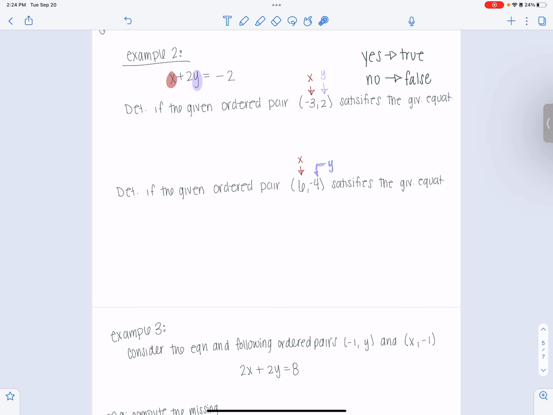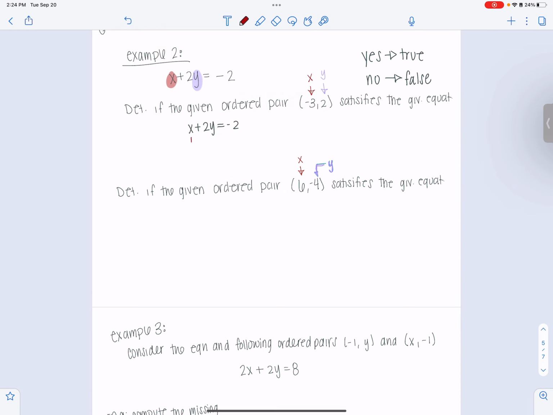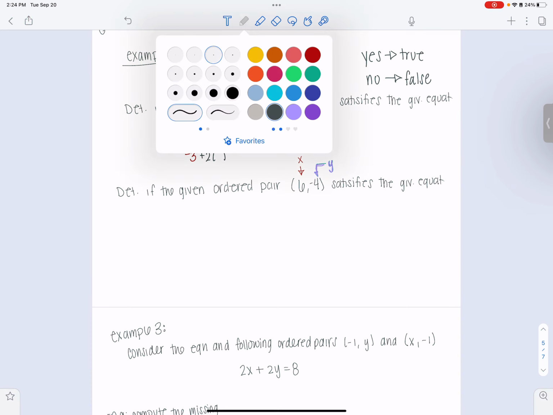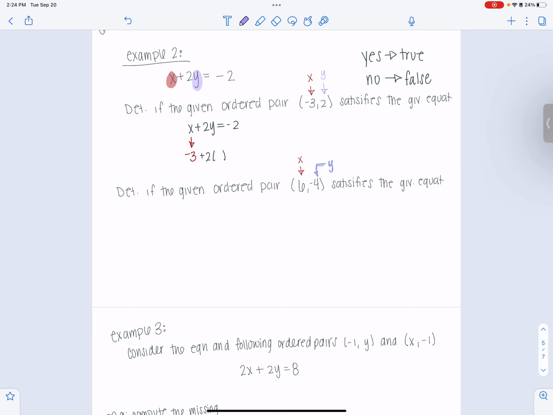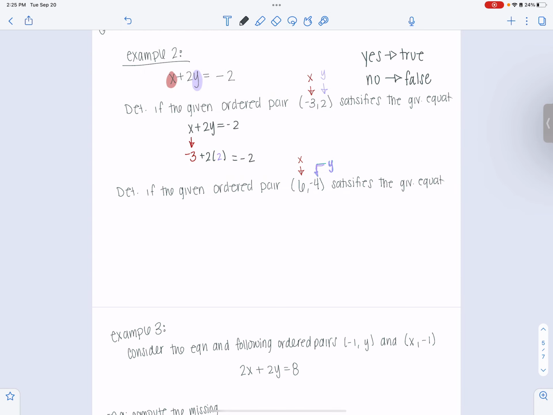And so I went ahead and labeled them. X is -3 because it's in the first spot. Y is 2. And so where I have this equation, I'm going to replace these variables with the numbers they gave me. So -3 for X plus 2 times Y, but they told me Y was 2, and then equals -2.